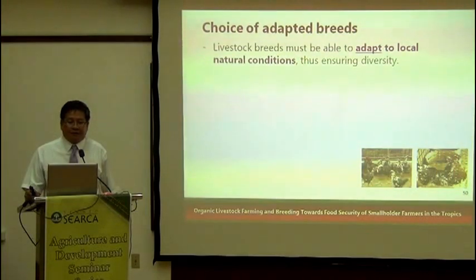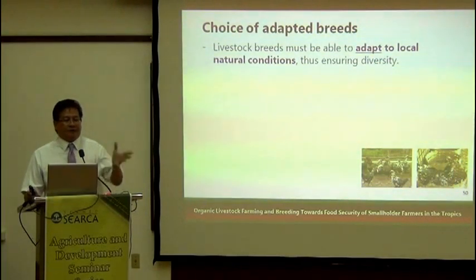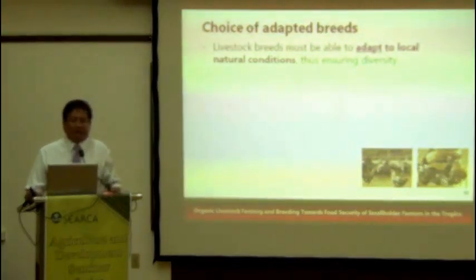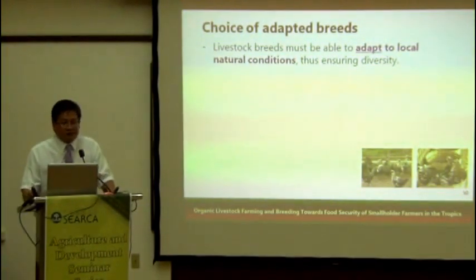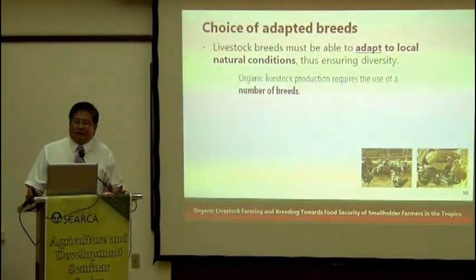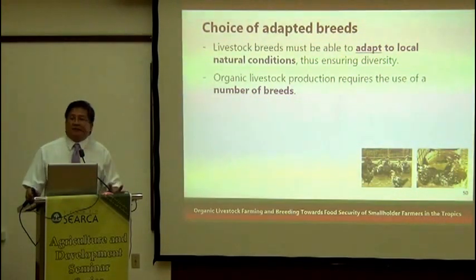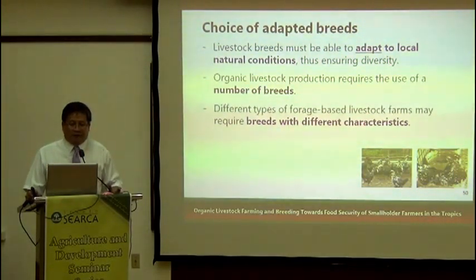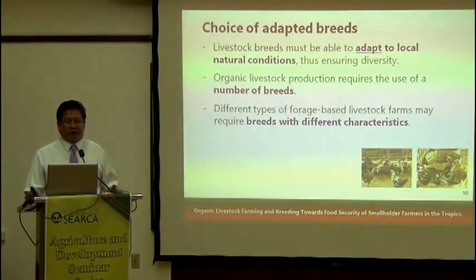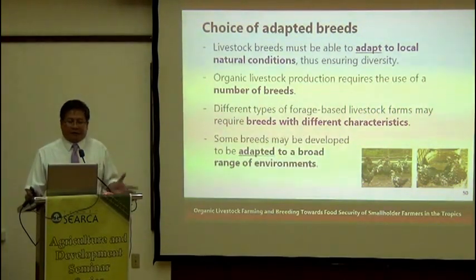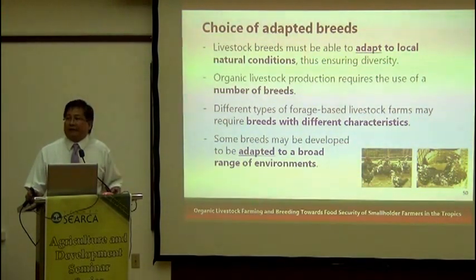The choice of adapted breeds also highlights that the breeds to be used must be adapted to the local natural conditions in order to ensure diversity. And this would require the use of a number of breeds, not just one breed. Different types of forage-based livestock may require breeds with different characteristics, and sometimes some breeds may have to be developed to be adapted to a broad range of environments.